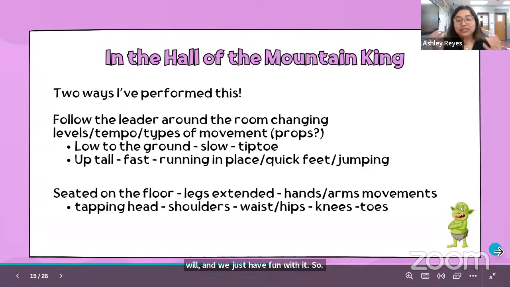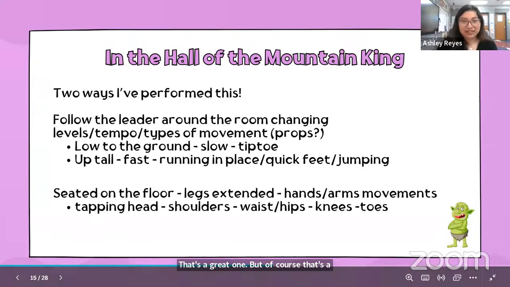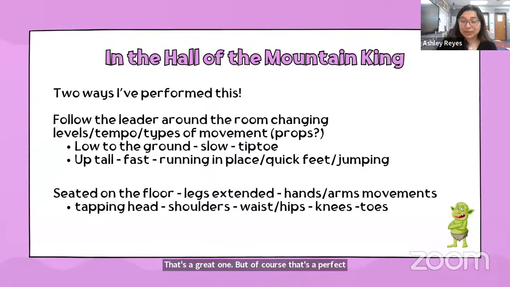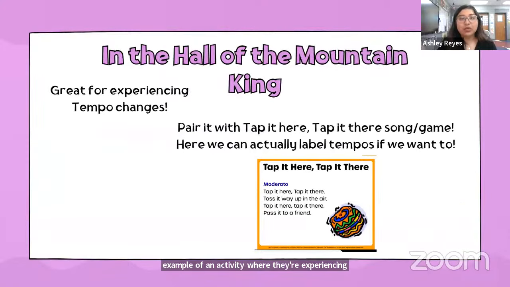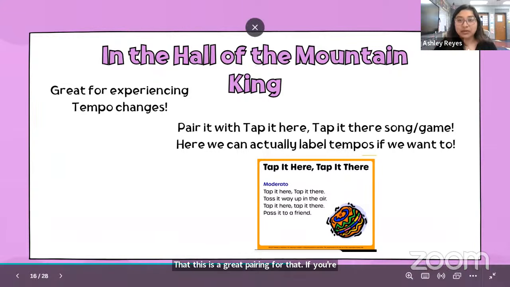But of course, that's a perfect example of an activity where they're experiencing different tempos, right? Changing from that slow to the quicker tempos. So this is a great pair for their activity. They have an activity called Tap It Here, Tap It There. This is a great pairing for that if you're really focusing on experiencing that tempo with the little ones.